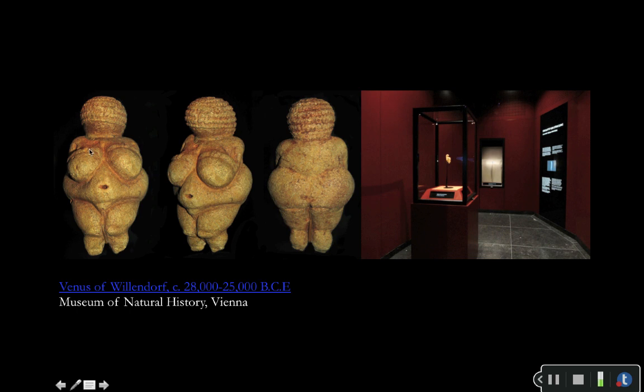Well, first of all, she's very tiny. She could actually fit into the palm of your hand. As you can see here, she's very small. And so she was probably transitory. She probably moved from space to space with some sort of nomadic community, a community that moves seasonally often. The other thing that has been said about her is that she was a fertility goddess.